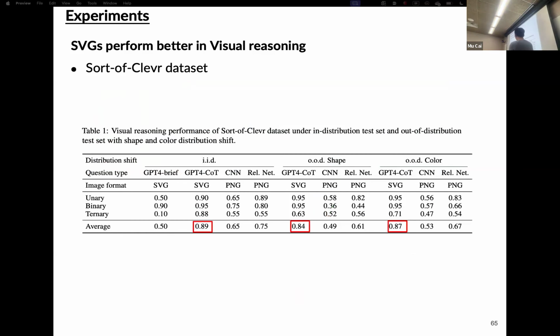So the take-home message is that the GPT-4 with SVG format works best for both in-distribution and OOD cases. Some interesting findings: traditional approaches like the closed-world CNN or relation networks perform well on in-distribution, but suddenly perform badly on out-of-distribution. But for GPT-4 Vision, the performance stays consistent across different cases. So this tells us that for some simple reasoning cases, GPT-4 with SVG has some advantage over the PNG format.